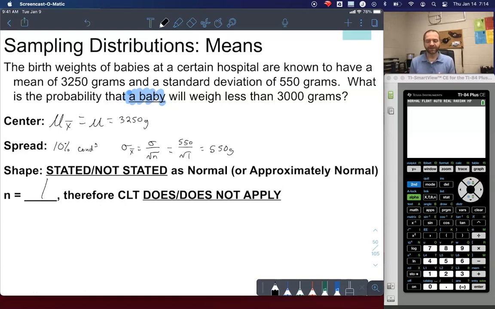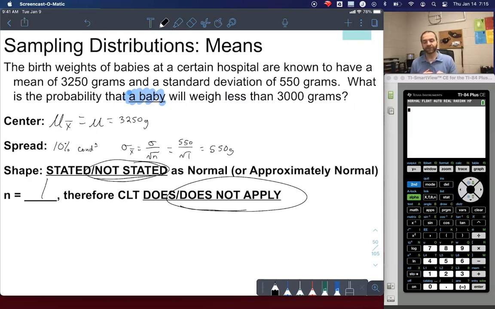The shape was not stated as normal or as approximate normal. And our sample size is 1. So because it's not stated as normal, I'm thinking about case number 2. I have to have a large enough sample size to apply the central limit theorem. So in this case, I do not have a large enough sample size. So I cannot apply the central limit theorem. That's what we're practicing: we're practicing reading prompts properly.